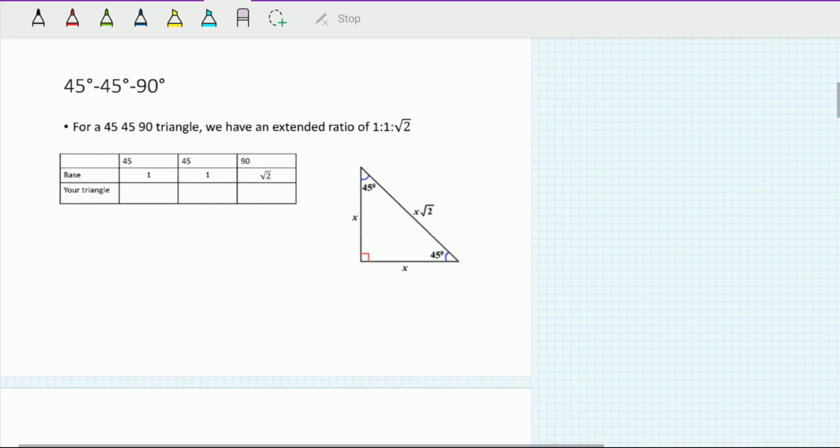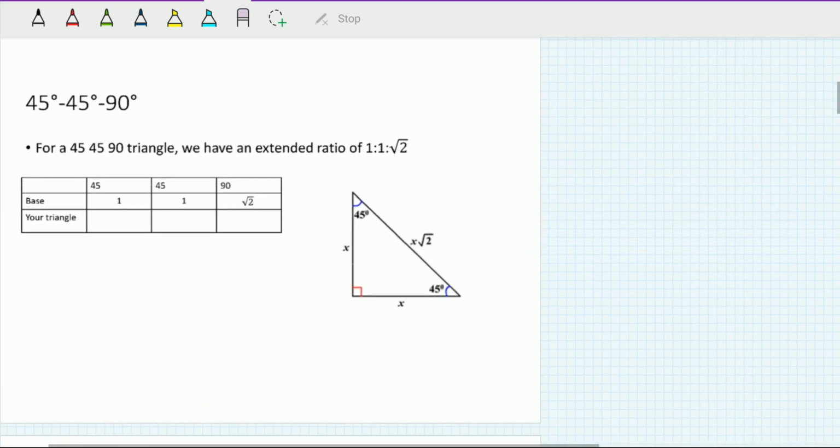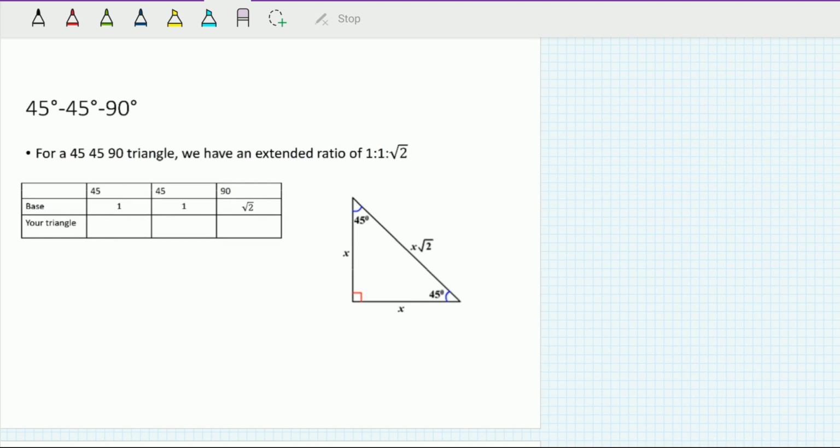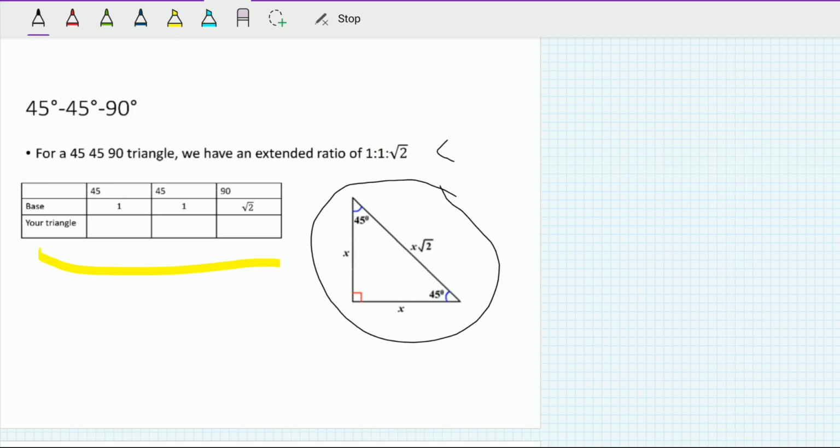So what I want to do in this one is just show you the method that I look at, and it's really just using this table here, okay? But for right now, let's go back and try to understand what this is and how this relates to this little random extended ratio.